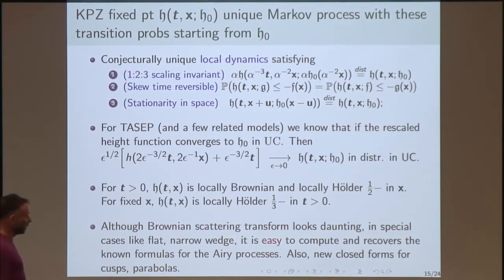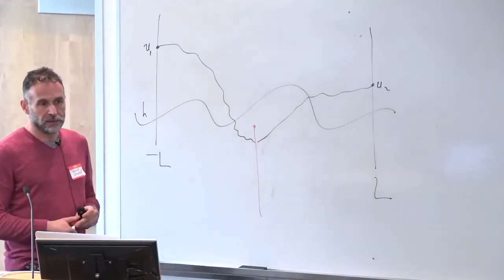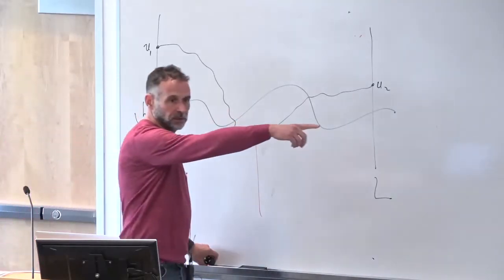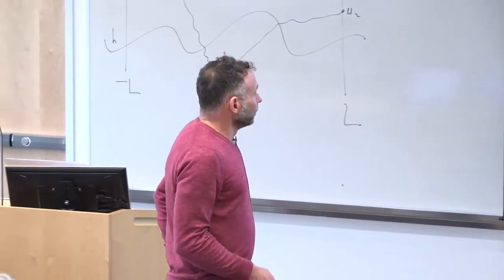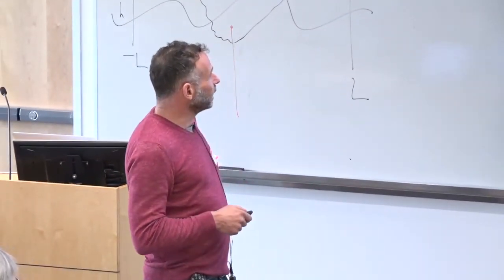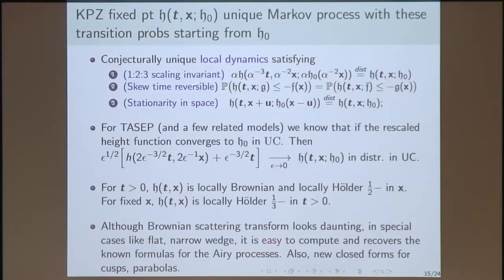So you get this formula just by, well, the Brownian motion had to hit this. Well, you know how to compute that. You just check and you get that Airy kernel. And hopefully it's the unique local dynamic satisfying these three things. Okay, are there any questions about this?